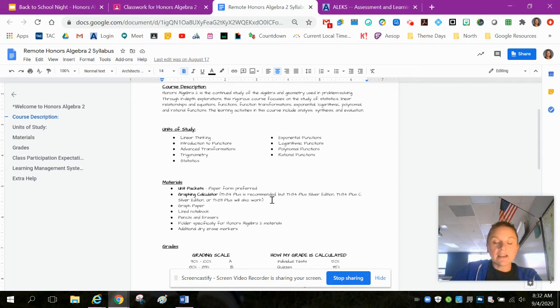Graphing calculator is required for this, so not a scientific calculator, but a graphing calculator, and we've actually already been using these in class. Graph paper, lined notebook paper, because we do take notes throughout class. Pencils and erasers, obviously a folder specifically for Honors Algebra 2, and then I did make the recommendation of possibly getting additional dry erase markers, because they got those cute little dry erase boards and only one marker, and I know from experience those markers don't last for very long.